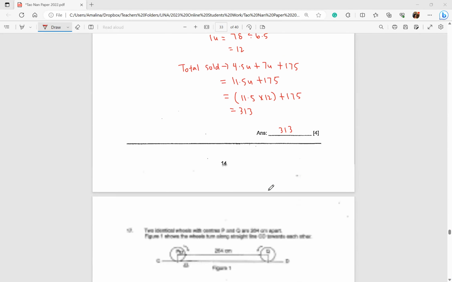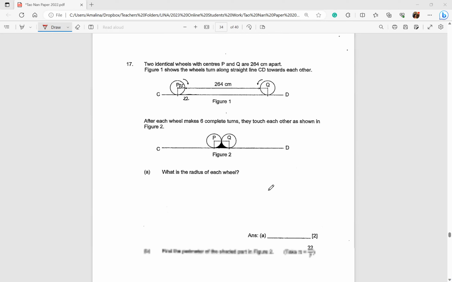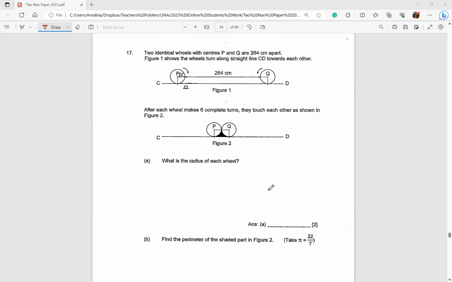Okay, let's move on to the last question for this paper. So last question 17. Now two identical wheels with centers P and Q are 264 cm apart. Figure 1 shows the wheels turn along straight line CD towards each other. So these two wheels, they are 264 cm apart and they are moving towards each other. So you see the rotation of the wheels. Now, after each wheel makes 6 complete turns, they touch each other as shown in figure 2. So after 6 complete turns from each wheel, they touch each other.